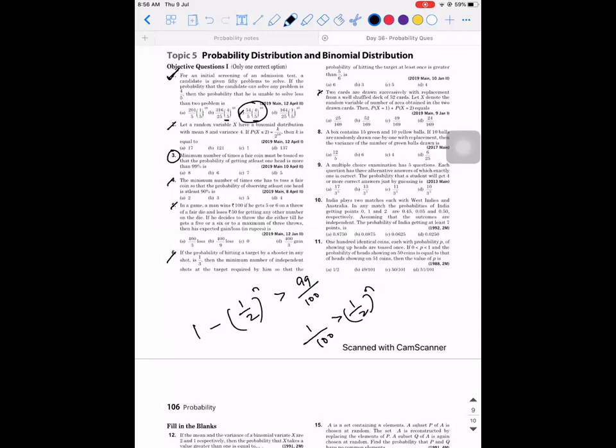So 1/2 power n should be less than 1/100, because of the inequality, 2 power n should be greater than 100. Correct, and the inequality gets reversed. So 2 power n is greater than 100 means what should be the minimum value? 2 power 6 is 64, into 2. So n should be 7.